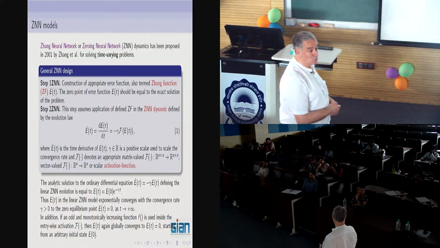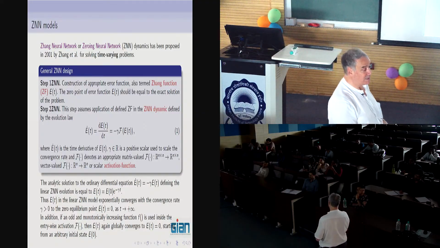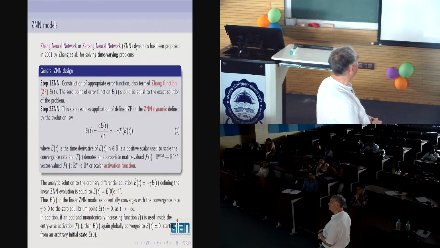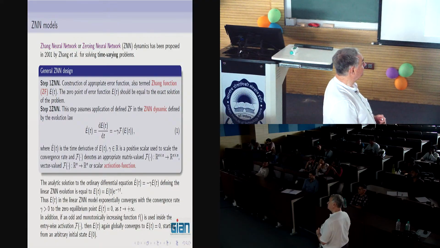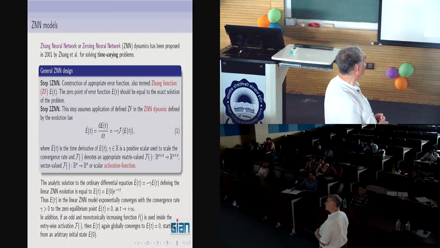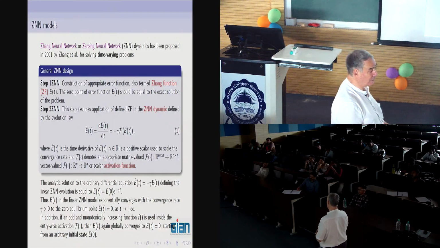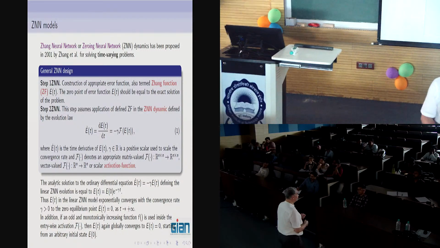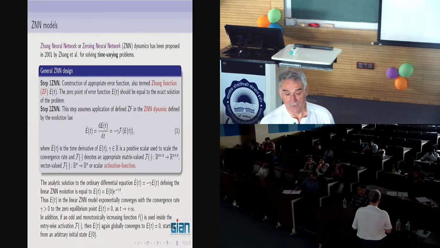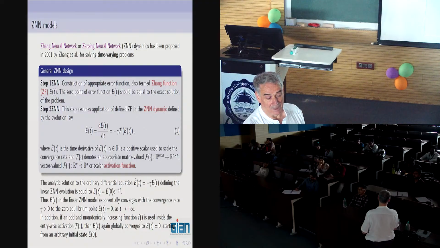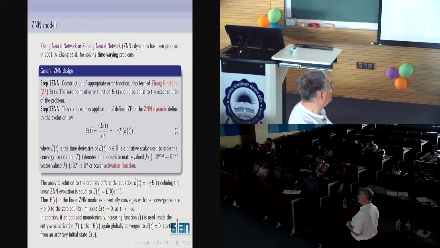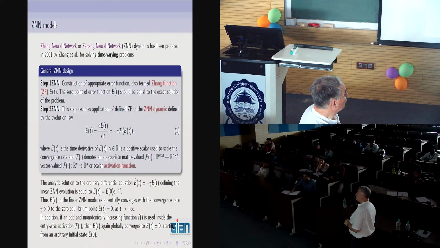Again, we need two global steps to define the ZNN dynamical system. The first step is the construction of an appropriate error function, termed the Zhang function, ZF shortly, E of t. You can suppose again that the zero of the error function E of t is the solution of our problem. When we find the solution of the equation E of t equals 0, we will solve our problem.